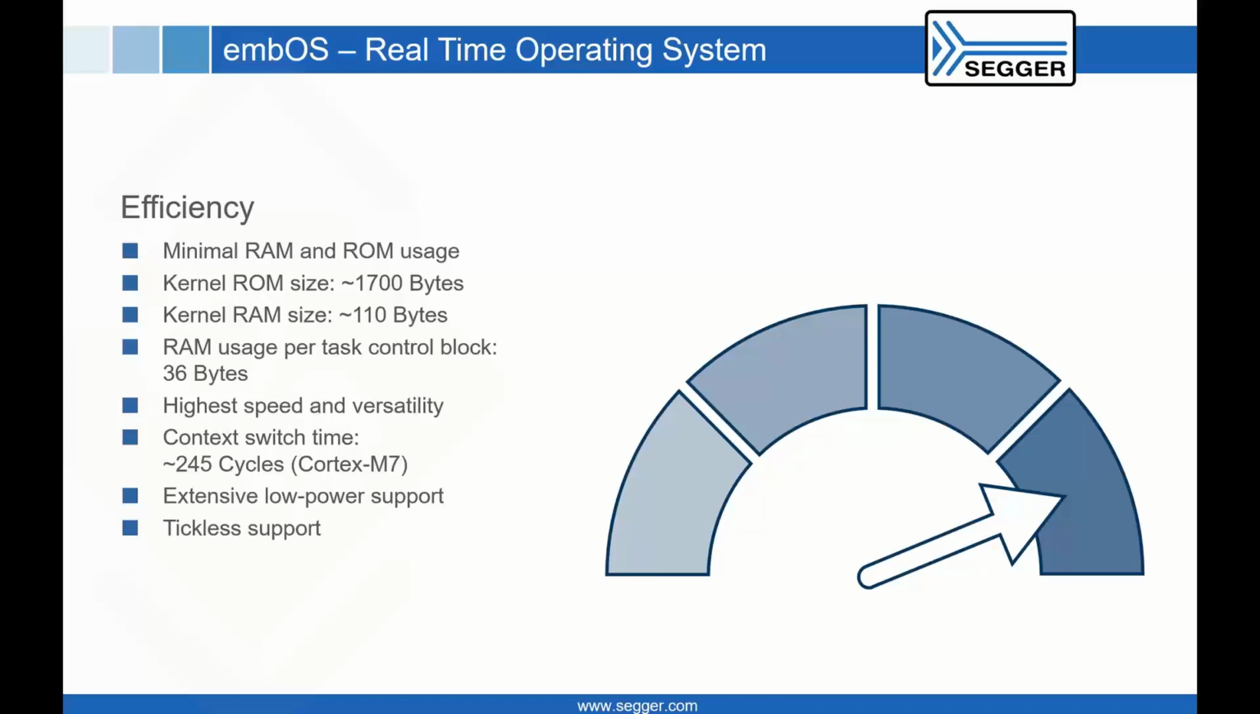So on a Cortex M7, the context switch time is about 245 cycles. So that's very quick to switch context. Over the years, we've implemented extensive low power support for various architectures. And then we also have tickless support in embOS as well.